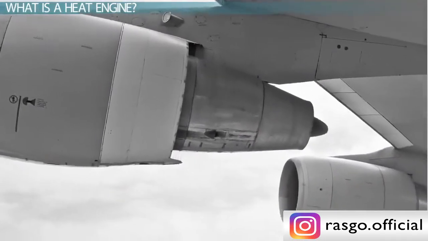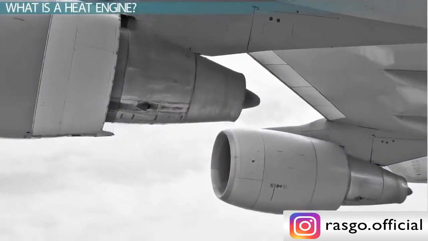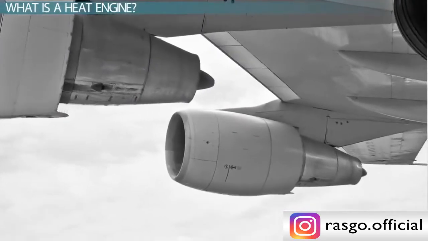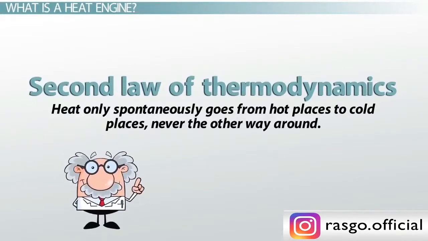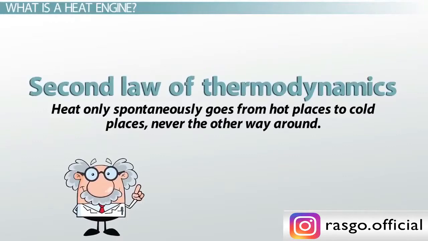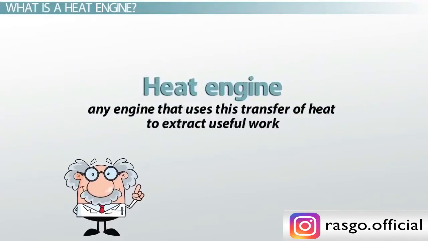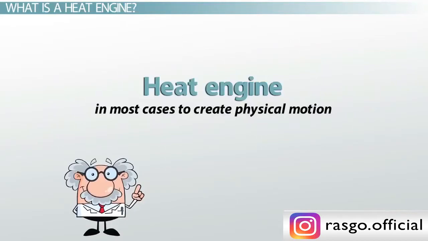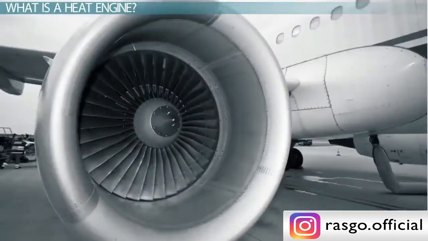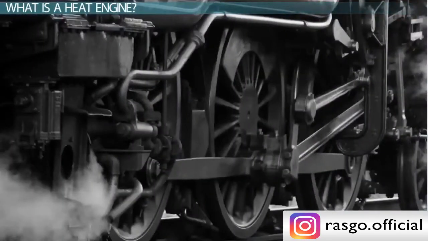And jet engines, like all mechanical or non-electric engines, are just one example of a heat engine. The second law of thermodynamics tells us that heat only spontaneously goes from hot places to cold places, never the other way around. A heat engine is the general term for any engine that uses this transfer of heat to extract useful work, in most cases to create physical motion. This is how car engines, jet engines, and the original steam engines all work.